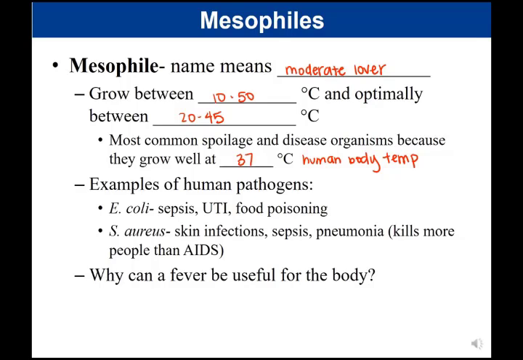And so you have to think about why our body, in response to an infection, would produce a fever. And the answer is that a fever is useful to our body because it increases body temp and mesophiles suffer.